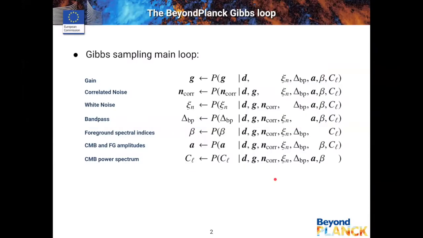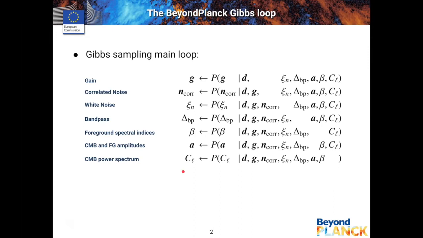So let's start from here. You will already be familiar with this slide, this Gibbs sampling main loop. We are basically sampling from the joint posterior distribution of, in principle, billions of parameters by adopting this Gibbs sampling scheme. We are moving in orthogonal directions in the parameter space to sample for each sample gain, correlated noise, white noise, bandpass, foregrounds, spectral indices, CMB and foreground amplitudes, and the CMB power spectrum.